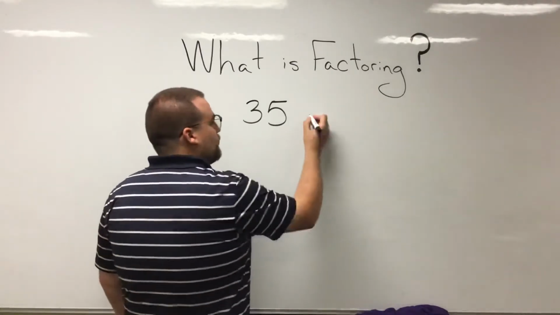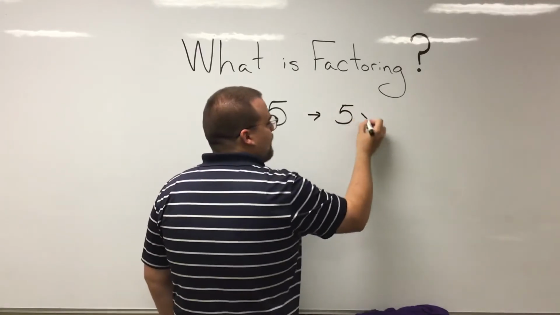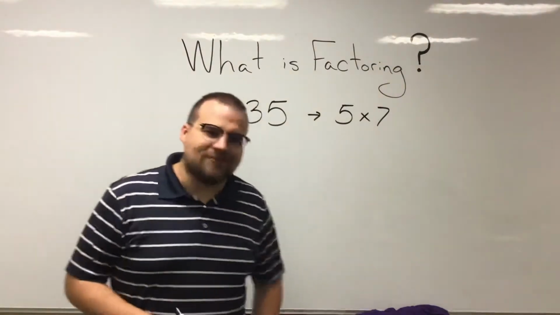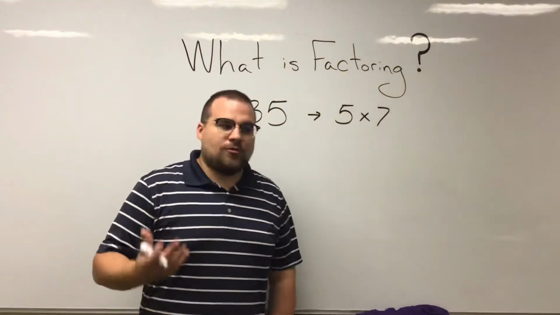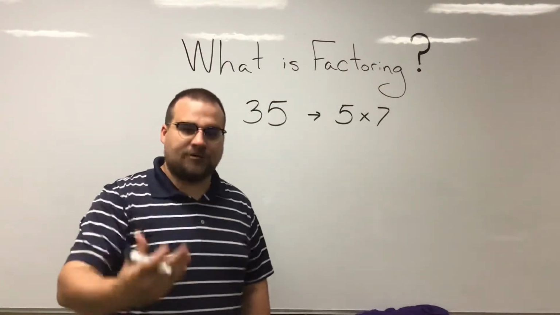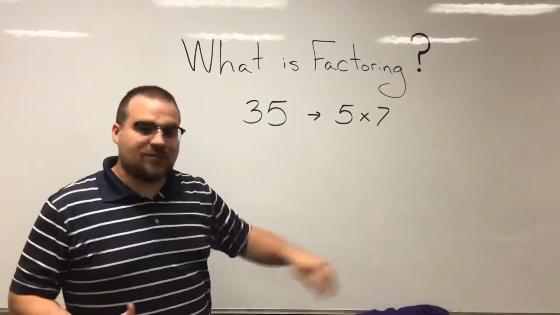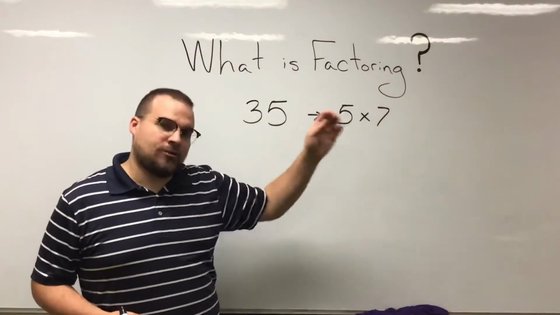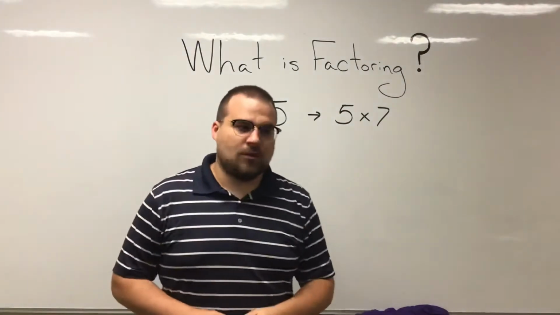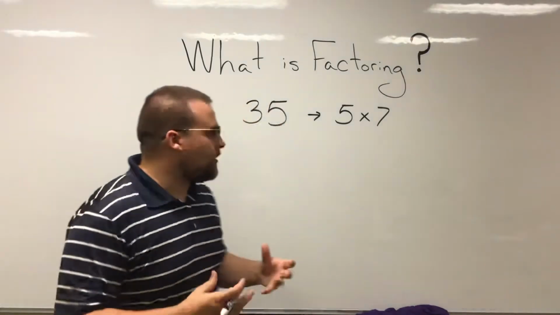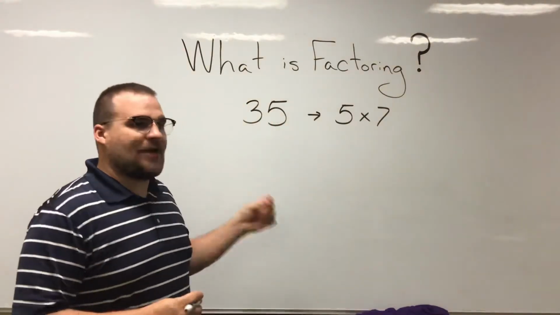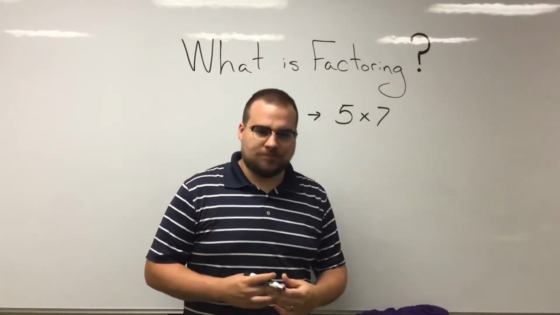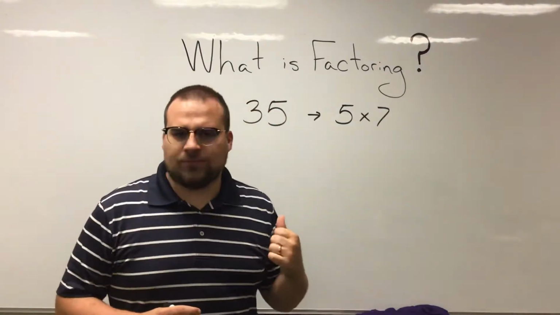I would write it as 5 times 7. I mean, technically there's 35 times 1, but that's kind of cheating, right? So 5 times 7. Those are two factors of 35. This is an equivalent expression to 35, and therefore it is a factored version of 35. Factoring really wants this idea of rewriting something as multiplication that is equivalent to it. Now, this is a really simple version, just using a whole number.